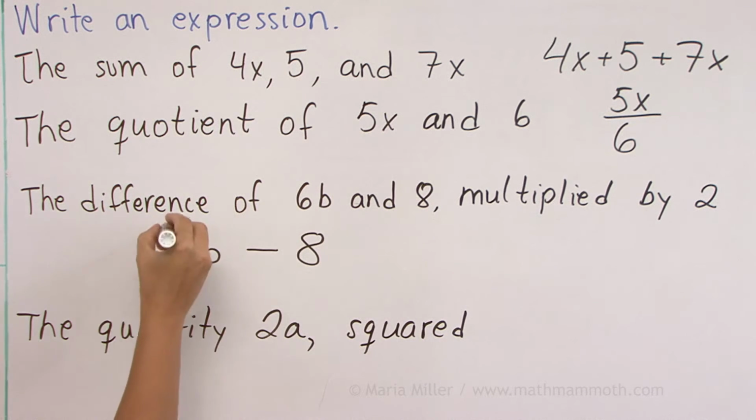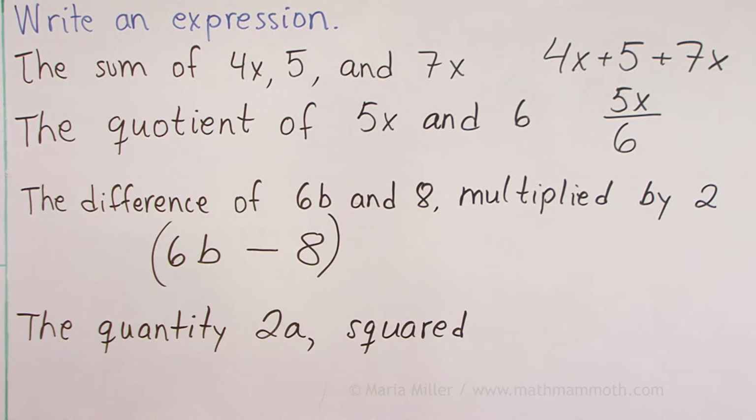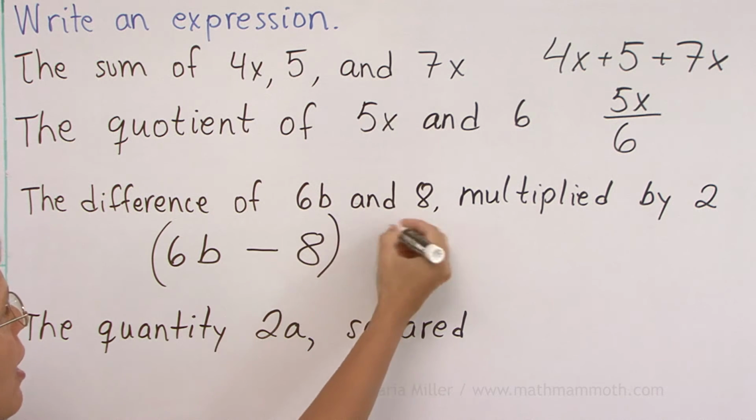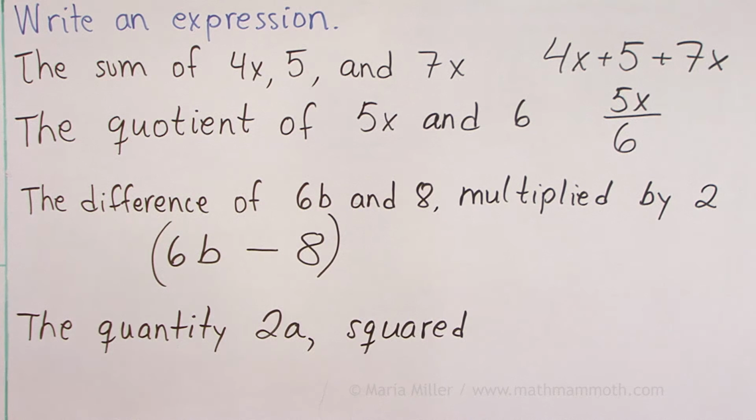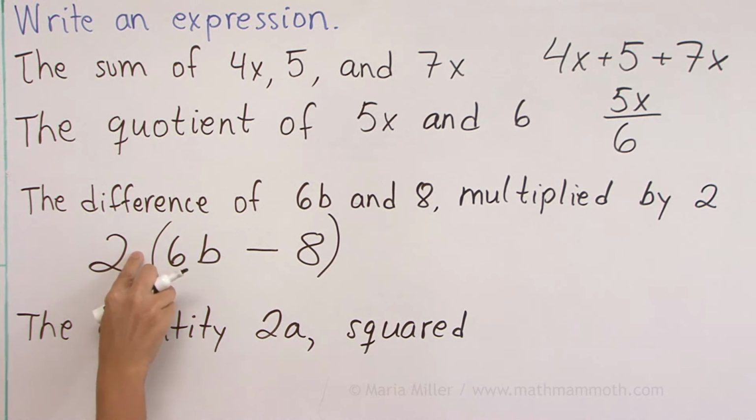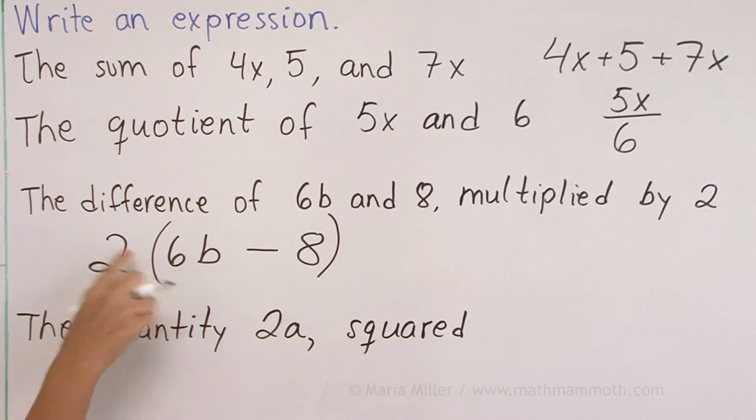And to do that, I need parentheses here. I could multiply it over here times 2 or over here times 2. It does not matter because multiplication is commutative. You can multiply in either order. And I do not need a multiplication sign there because it's not just two numbers. It is a number and the parentheses.